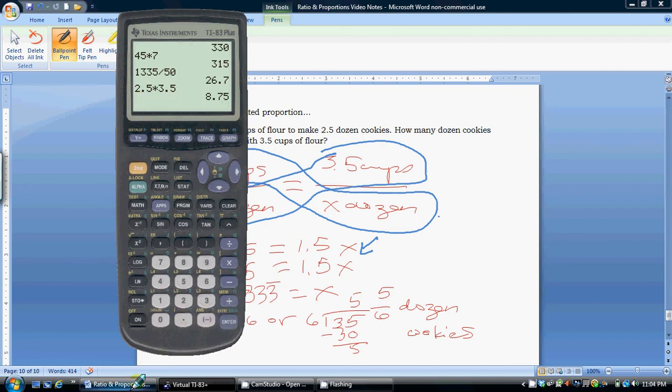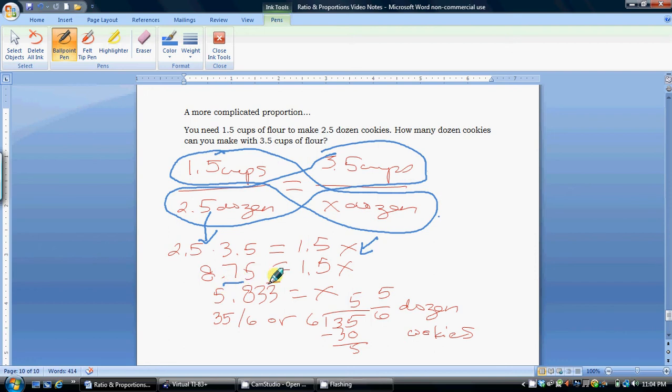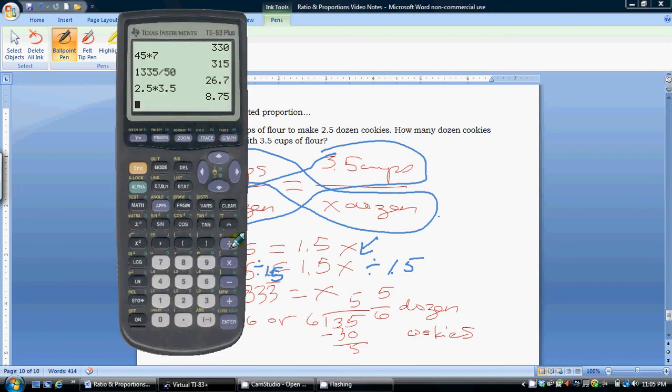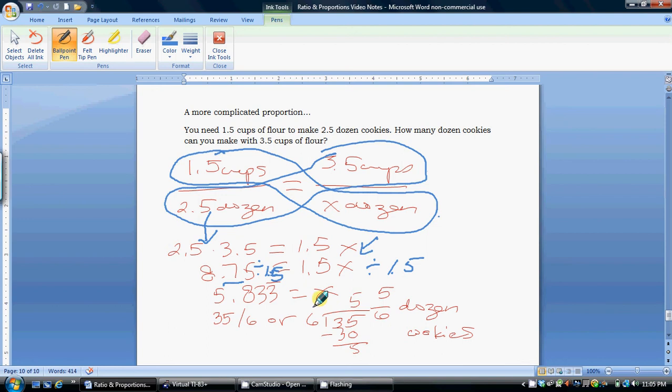So you've got the 1.5x. We're going to divide both sides, in case you're not seeing this, by 1.5. And divide this by 1.5. That's how you isolate a variable, is by dividing when they're being multiplied together. So your x ends up being 8.75 divided by 1.5, and we can do this right here. And it's 5.83333. Well, does anybody know what 5.83333 dozen is?